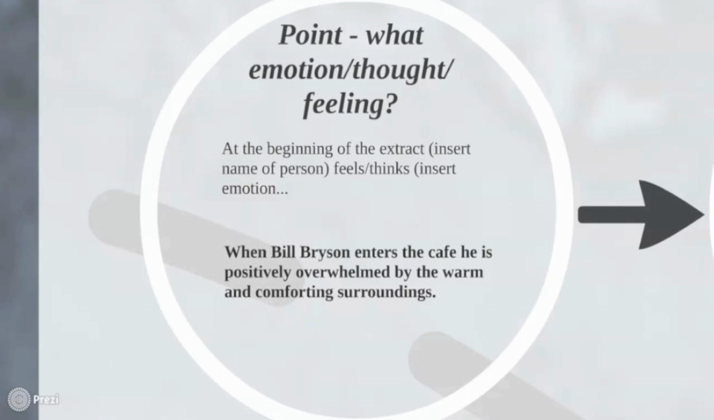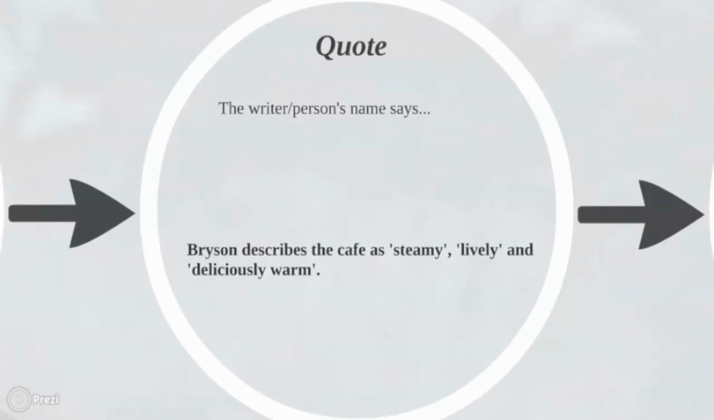Okay, I could probably make that even better by saying, well, when Bill Bryson enters the cafe at the beginning of the extract, he is positively overwhelmed, okay, if I wanted to really signpost to the examiner that it was from the beginning. Then I need my quote, okay, so here I've said Bryson describes the cafe as steamy, lively and deliciously warm. So what I've done is I've been sophisticated and I've used my quotes within my sentence. So I've embedded the quotes.